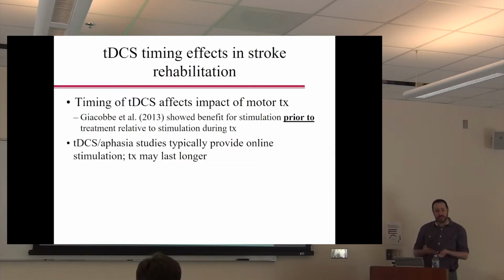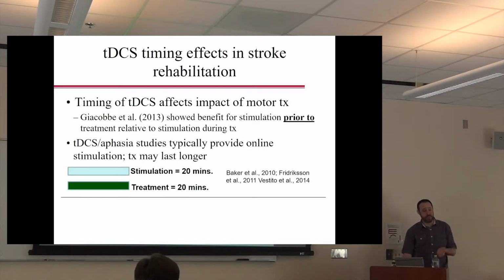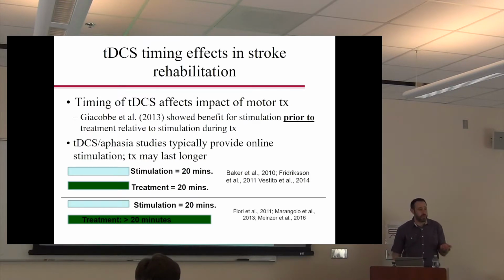So in the studies in aphasia and language processing more generally, it just hasn't been pulled apart, and I think there's been no reason to pull it apart. The reason why is that there have been some reasonable findings, at least encouraging findings in this literature. So typically what happens is that tDCS and some sort of aphasia treatment happen at the same time. They either both last exactly 20 minutes or exactly the same duration, or the stimulation lasts for 20 minutes and it begins at the beginning of the treatment, and then the treatment continues longer than that.